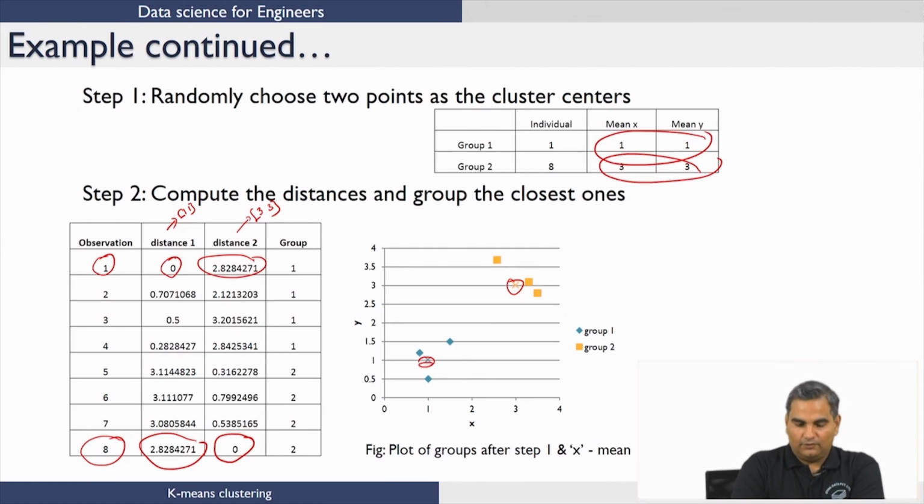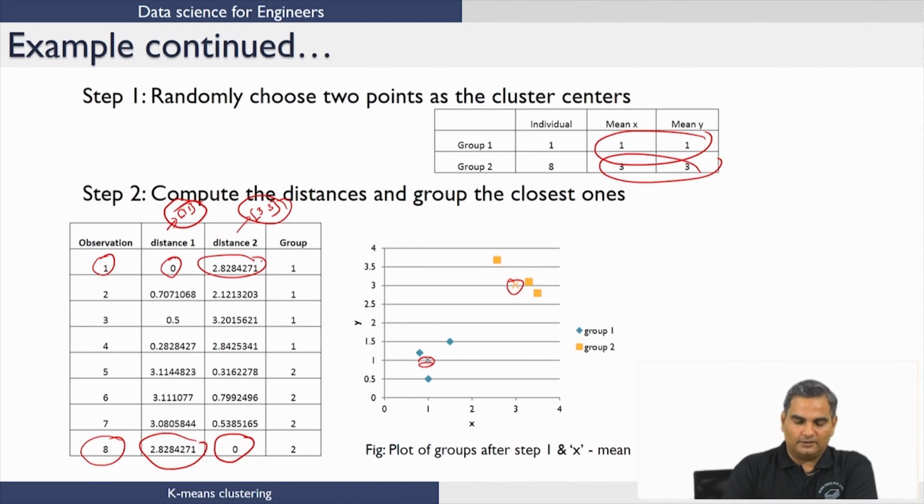Now, since we want all the points that are like 1 1 to be in one group and all the points which are like 3 3 to be in the other group, we use distance as a metric for likeness. So, if a point is closer to 1 1, then it is more like 1 1 than 3 3, and similarly if a point is close to 3 3, it is more like 3 3 than 1 1. So, we are using a very simple logic here. You compare these two distances and whichever is the smaller distance, you assign that point to that group.